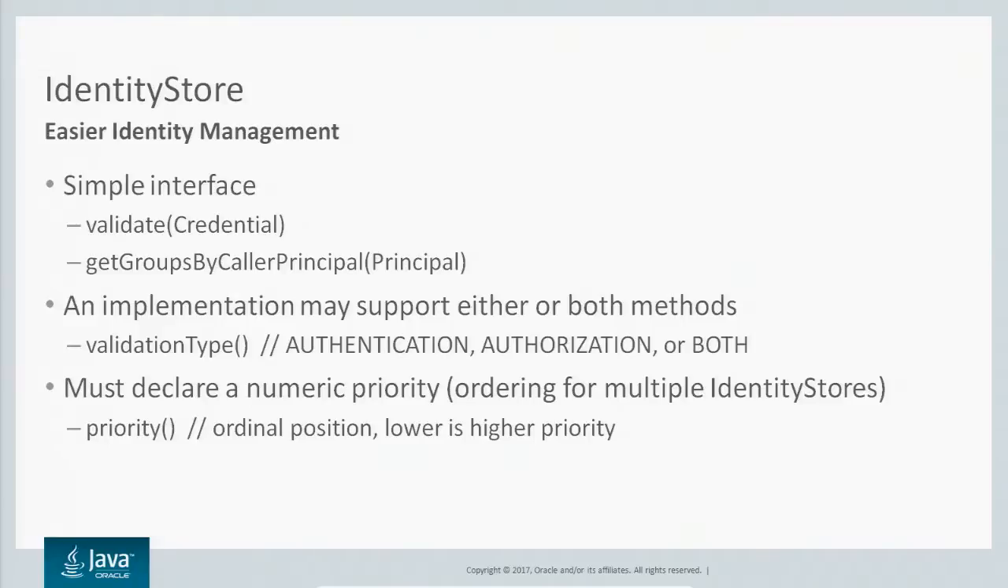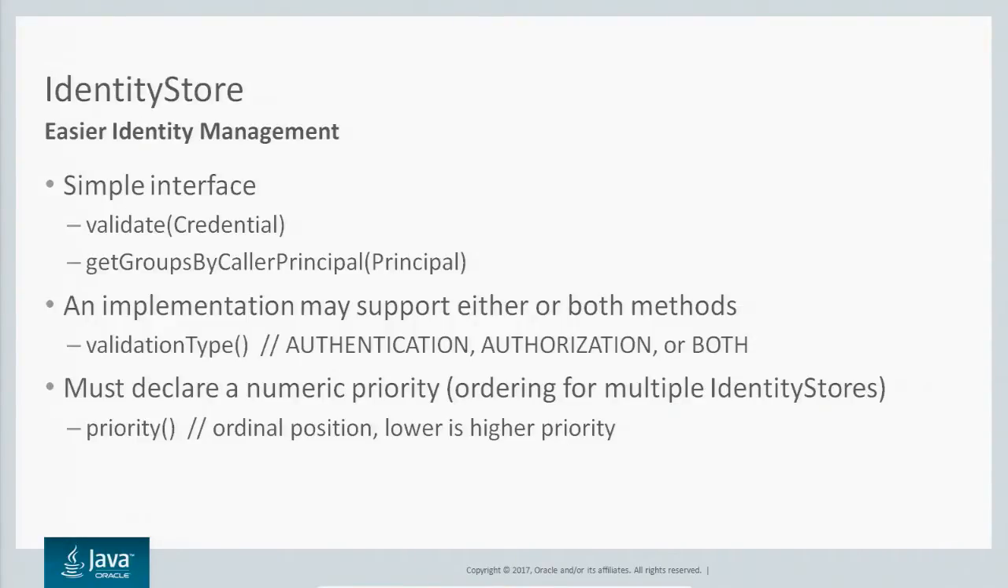So it has a pretty simple interface. There's a validate method, which will take a credential, a username, password credential, for example, and a method to get the groups for a particular user based on the principal. An implementation can support either or both of those methods. It declares which by what it returns from the validate type method.